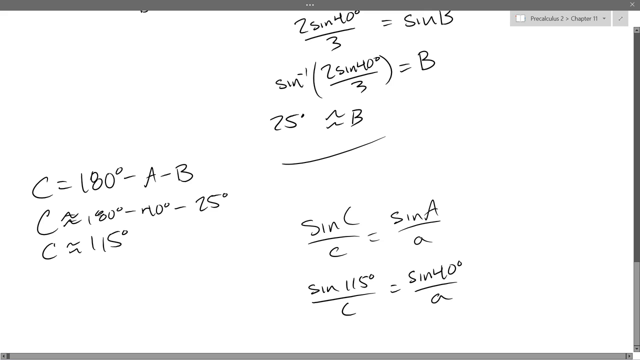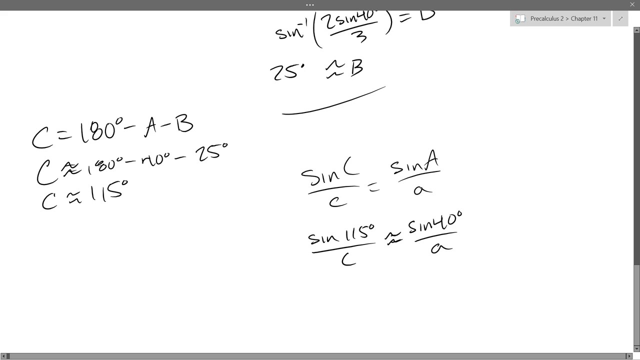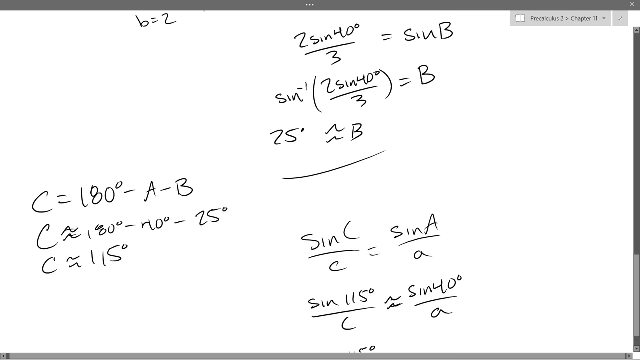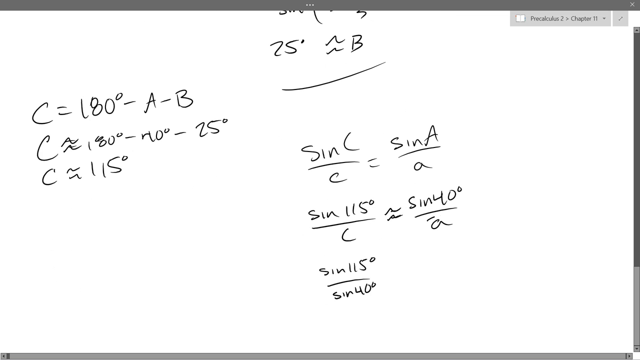Now, any time that you replace an exact value by an approximate, you no longer have an equation, you have an approximation. So our equal sign just turned into squiggle equals. And then solve for C, reciprocate, or multiply and divide. We said A, side A is 3. Dropped a 3 in there.